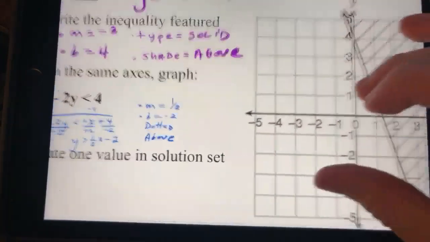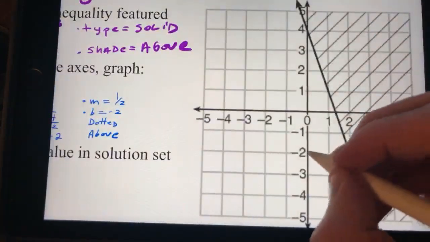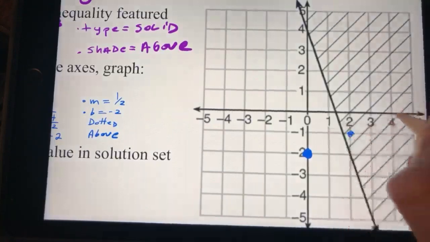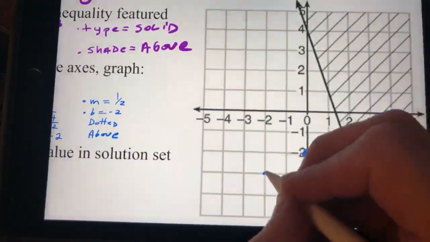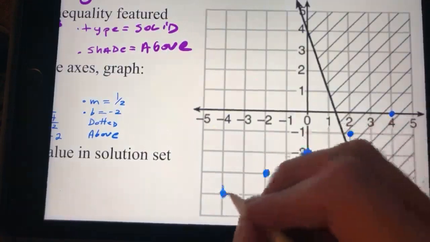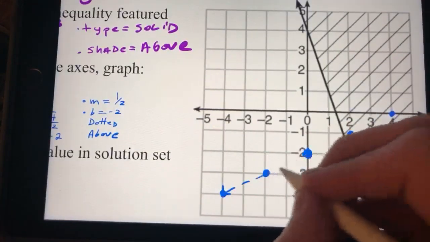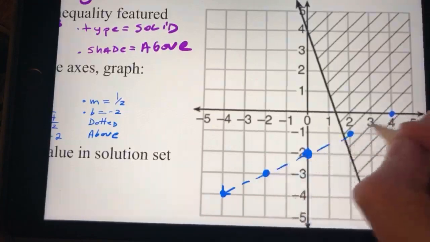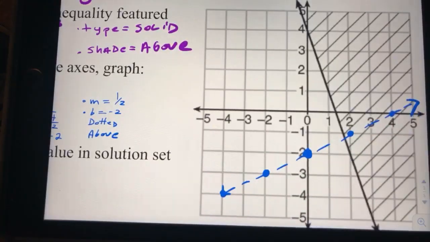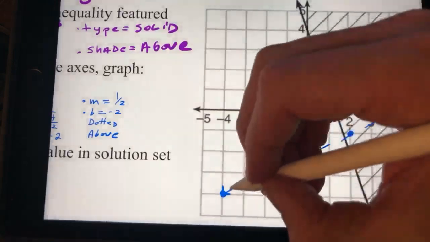Okay, so on our graph, we're going to begin at -2. We're going to move 1 over 2. Up 1 over 2, down 1, back 2, down 1, back 2. This is not a solid line, so I would use a ruler tomorrow. I'm kind of winging it here, just to indicate that it's dashed, and I'm shading above.